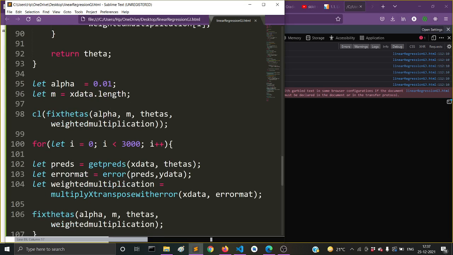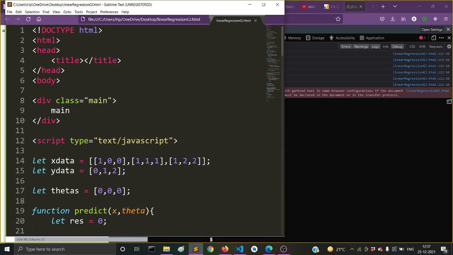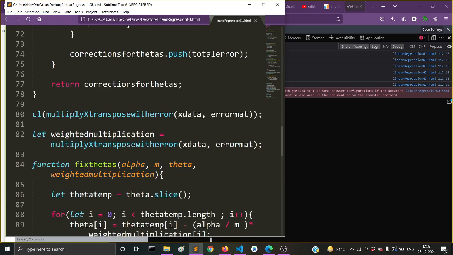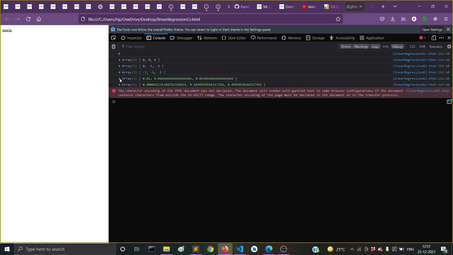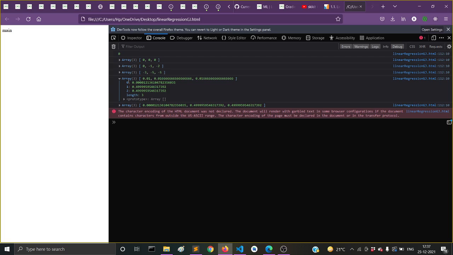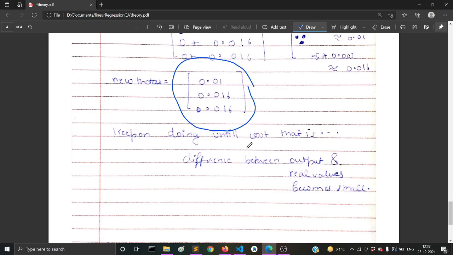Next, we have set the alpha term to the value of 0.01, and m is the number of training examples. This is obtained from x data dot length. X data is your training data, so we have got it, and that's equal to 3. Then we pass it to the fixed data function one time. After calling it one time, we got these terms: 0.016 and 0.016, and for the bias theta you have 0.01, and that's the same as what we calculated by hand.